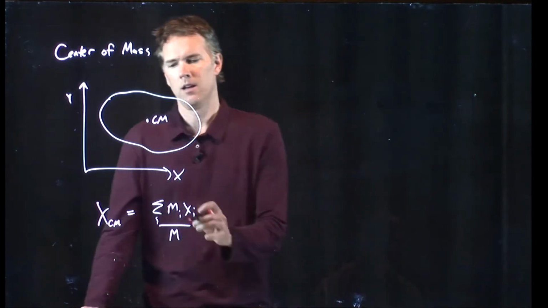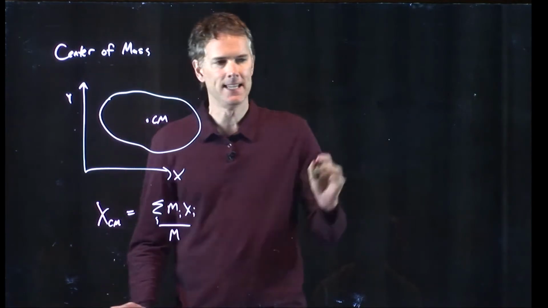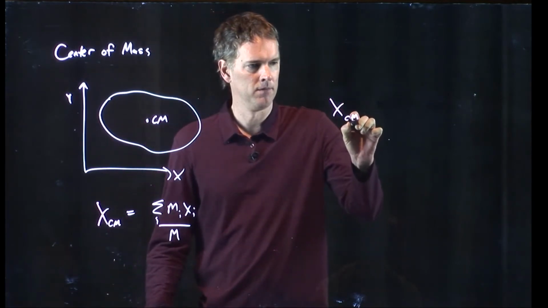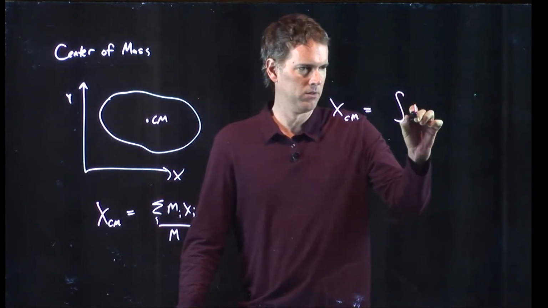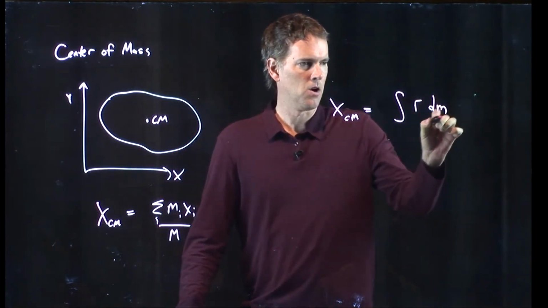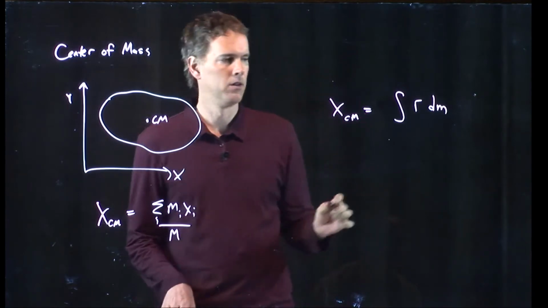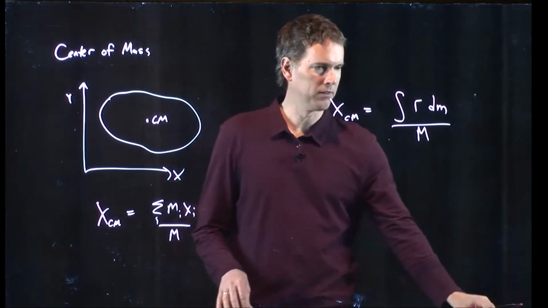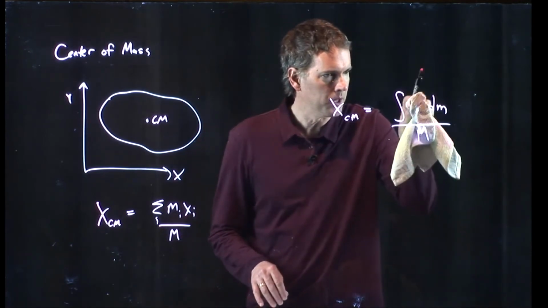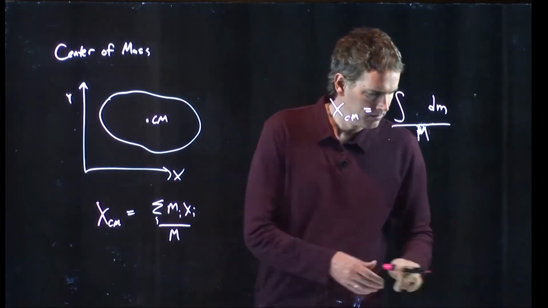How do you do that? m becomes dm. The summation becomes an integral. r is what we call x. The bottom is still total mass. So let's call this one, whoops.